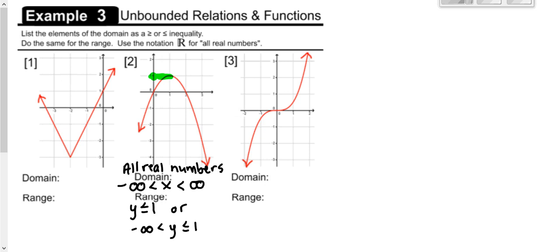Okay, so you should go back and complete the domain and range for the rest of those graphs. You can check that on Canvas on the key that is on the page.